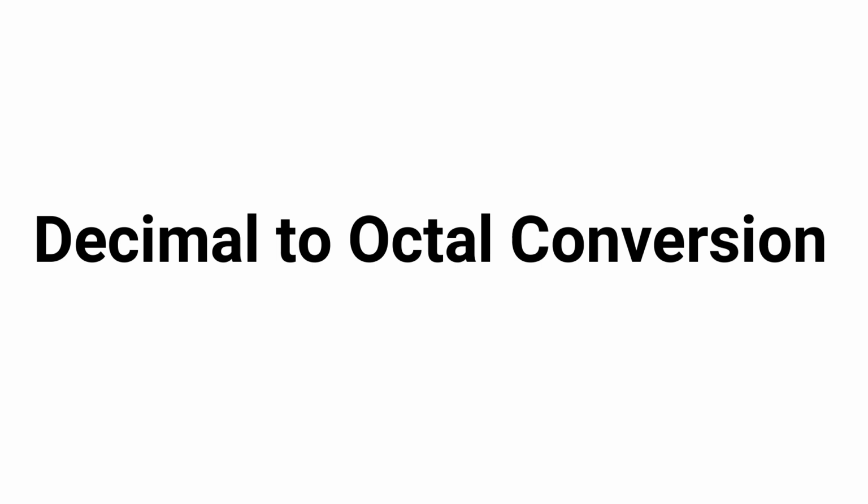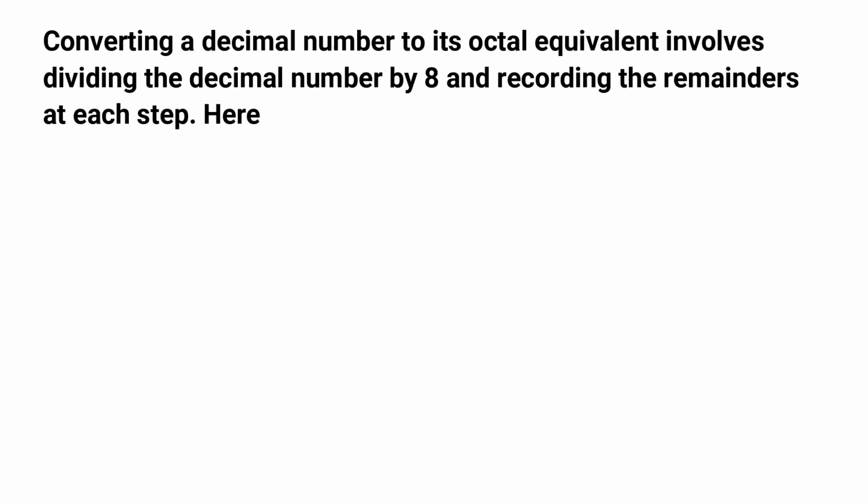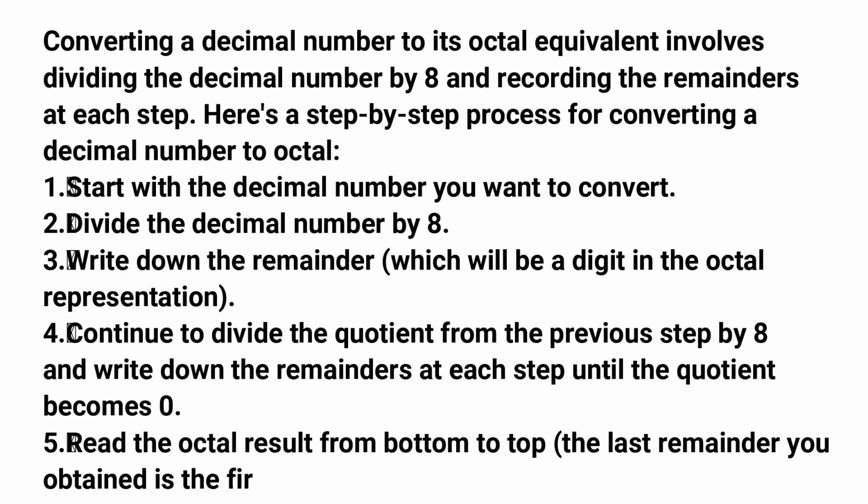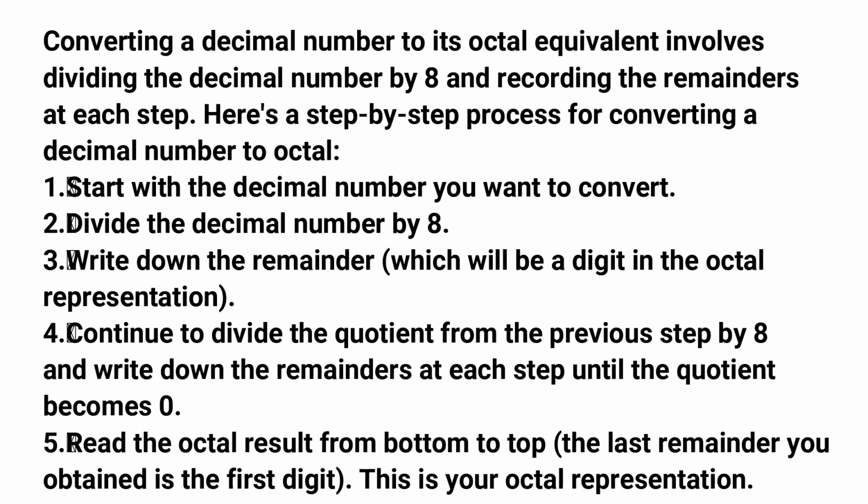Decimal to octal conversion. Converting a decimal number to its octal equivalent involves dividing the decimal number by 8 and recording the remainders at each step. Here's a step-by-step process for converting a decimal number to octal. 1. Start with the decimal number you want to convert. 2. Divide the decimal number by 8. 3.